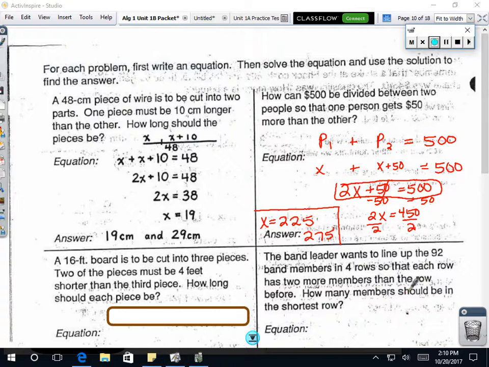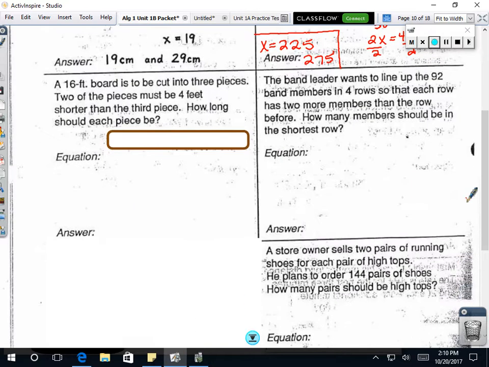The band leader wants to line up the 92 band members in 4 rows so that each row has 2 more members than the row before, Aaron. How many members should be in the shortest row? So we have row 1, row 2, row 3, and row 4. And we know that if you total up all the people in the 4 rows, it'll total up to how many band members? 92.